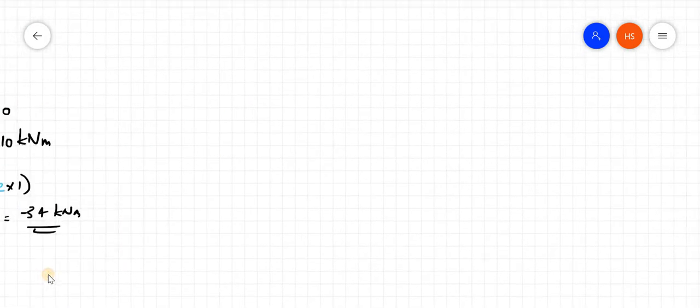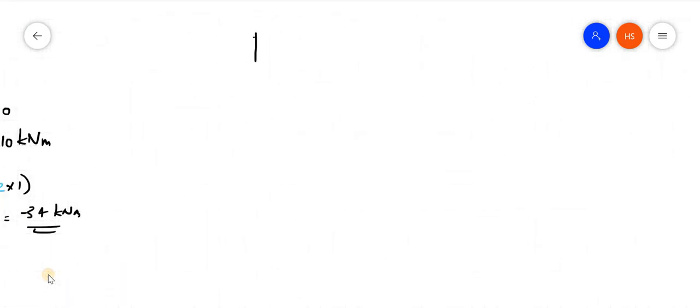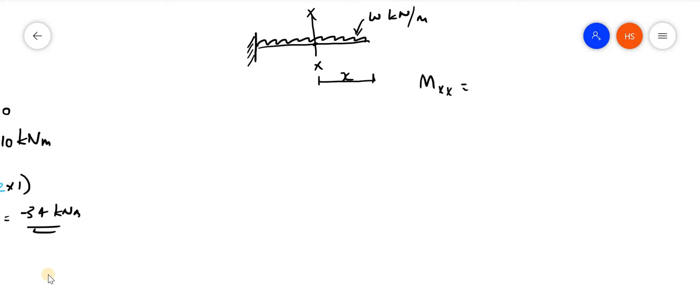let us take a small example. I am taking a cantilever beam, and it is having a UDL like this. Let that value be W kilonewton per meter. Now I am considering a section XX at a distance of x, small x. Now the moment at XX is equal to, first, the load. What is the load? W into x, that is the load.